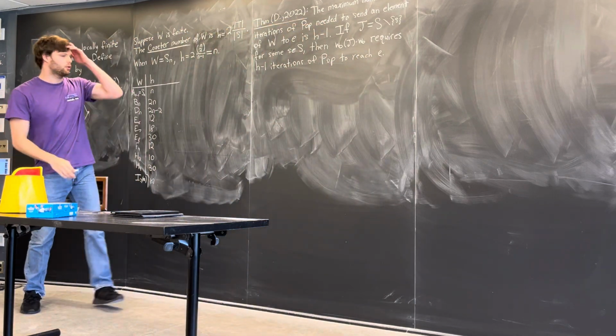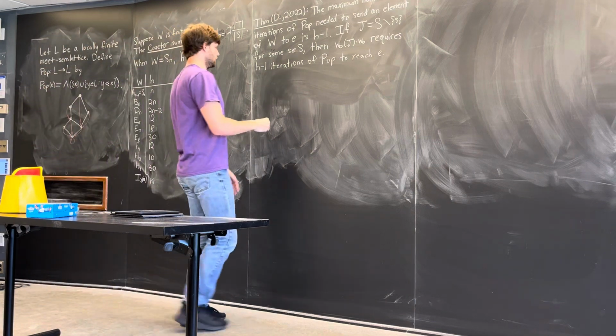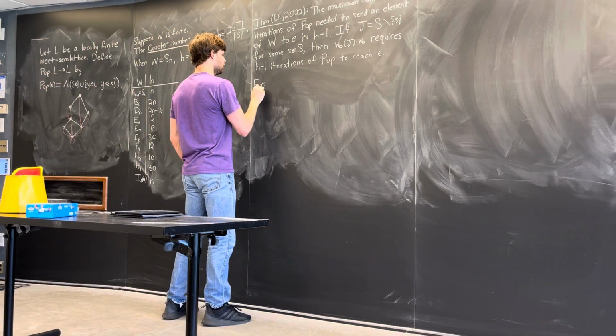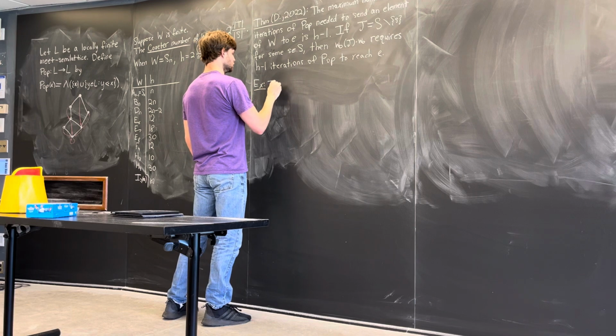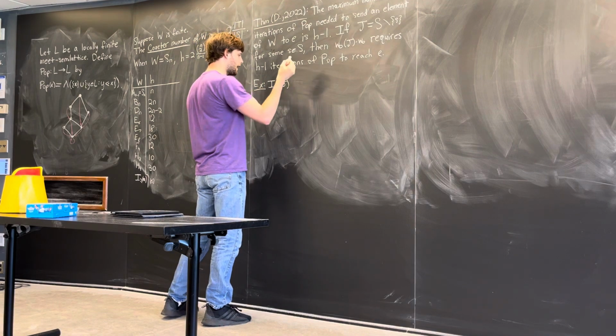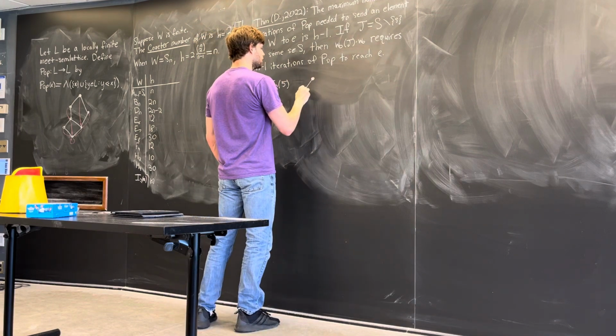So I can give an example with like the dihedral group. So here's like, if I took I2 of, I don't know, 5, for example. So the weak order looks like this.